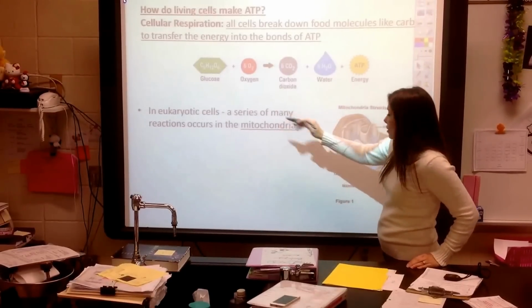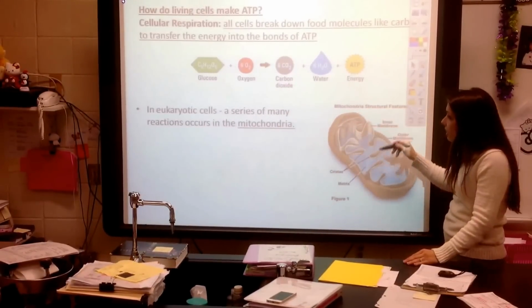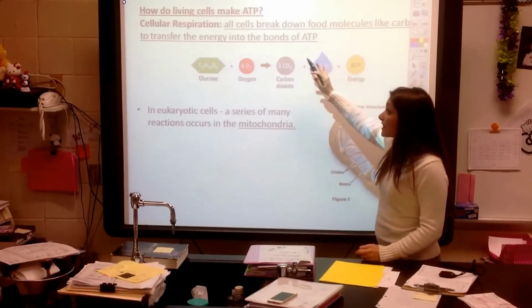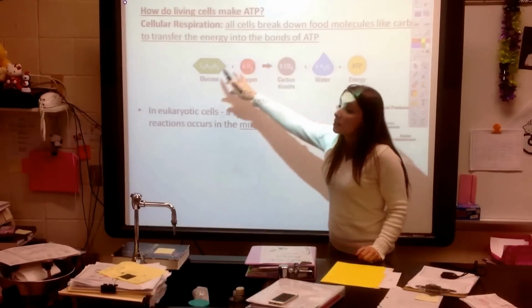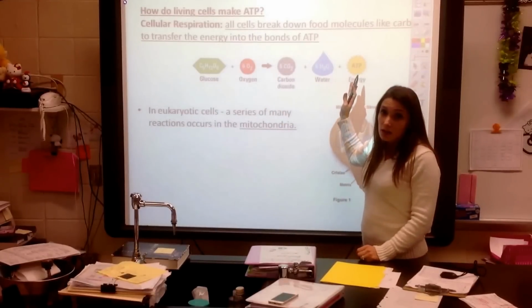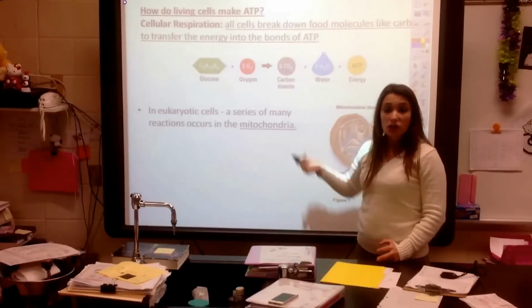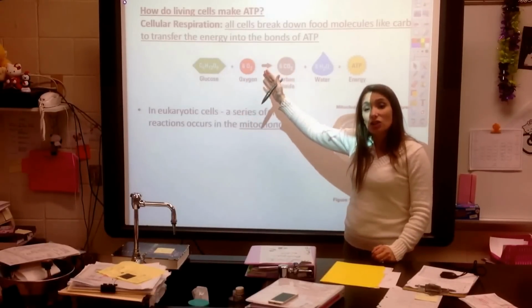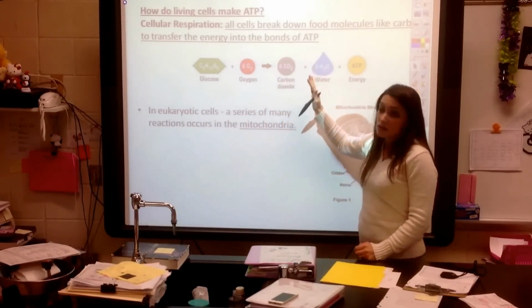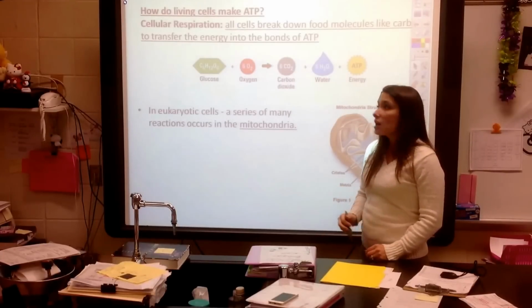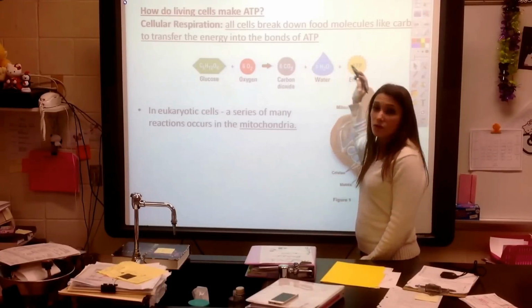We want to talk just a little bit more about where this happens. In eukaryotic cells, it happens here in the mitochondria. It's actually about 20 steps to get from here to here. We just need to memorize the overall equation. Glucose plus oxygen can be broken down into carbon dioxide, water, and ATP energy. And so that's the general formula.